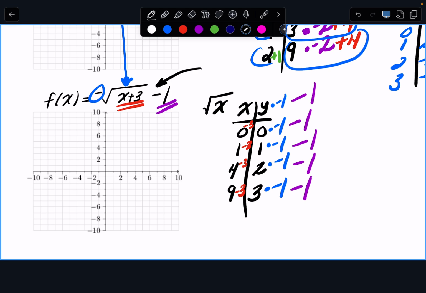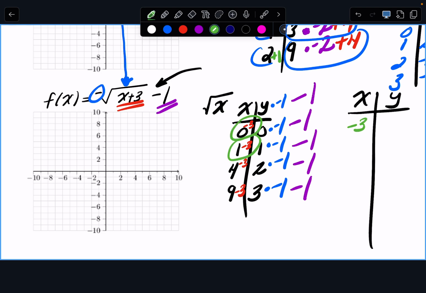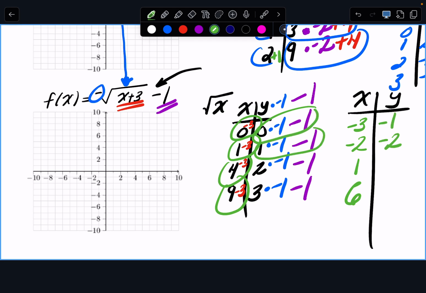So now we're going to write down our new official xy points. So now we're doing, I'm trying to change colors here. 0 minus 3 is -3. 1 minus 3 is -2. 4 minus 3 is 1. 9 minus 3 is 6. 0 times -1 is 0, minus 1 is -1. That'd be -1 minus 1 is -2. -2 minus 1 is -3. -3 minus 1 is -4.